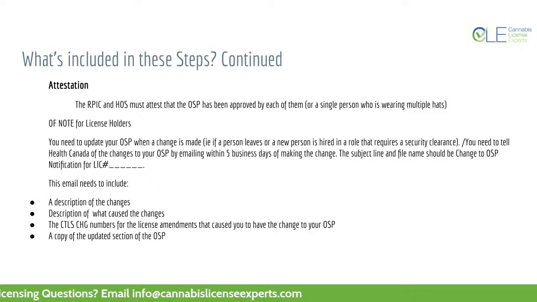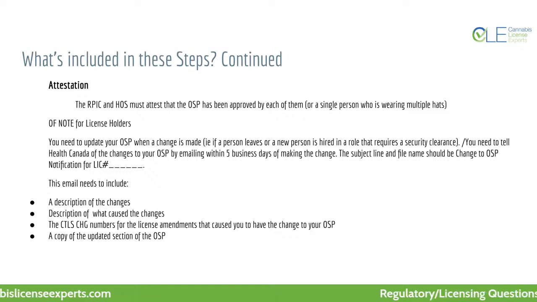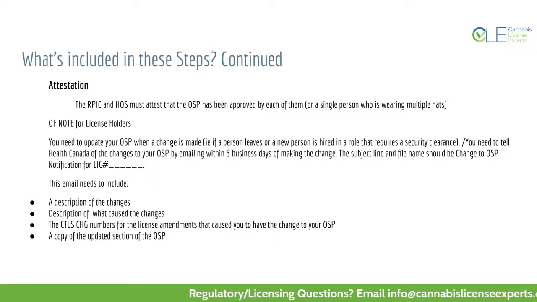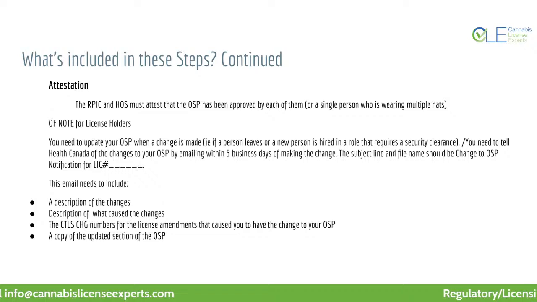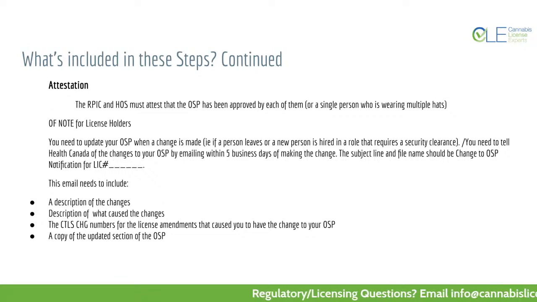and compliantly. So your attestation, once you've completed your operational security plan, must be signed by your RPIC, your responsible person in charge, as well as your HOS, which is your head of security. So they must attest that the SOP has been approved by each of them, or a single person who is holding both those roles if you have a smaller operation to start.